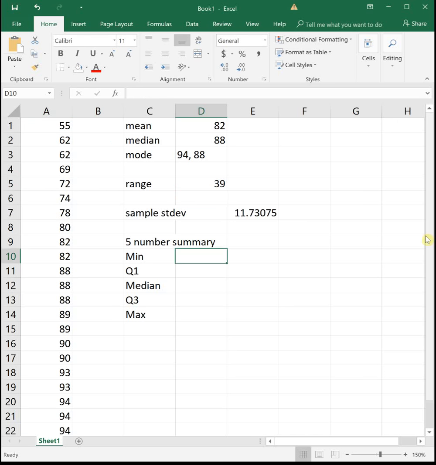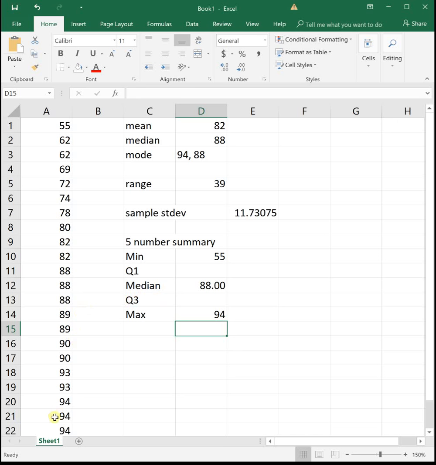So our minimum up here is 55. Our median, we already saw our median is 88. And then our maximum is 94. So those three we already know. So the last two values that we need to talk about are Q1 and Q3. These tell us what is the median of the first half of the data, and then what is the median of the second half of the data.